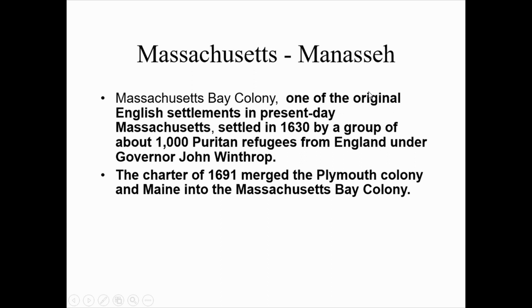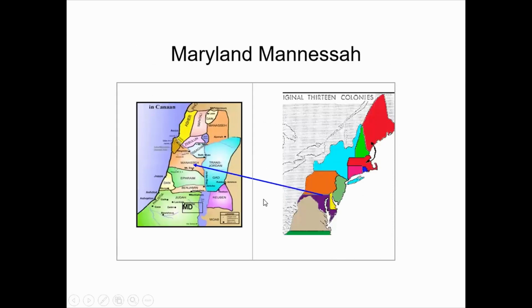Now, again, Massachusetts, okay, this was the Massachusetts Bay Colony, one of the original English settlements, settled in 1630 by a group of 1,000 Puritans. The charter was 1691, from the Plymouth colony, and Maine and Massachusetts were in the same colony.